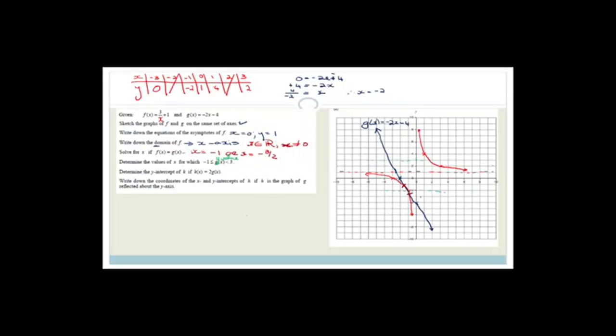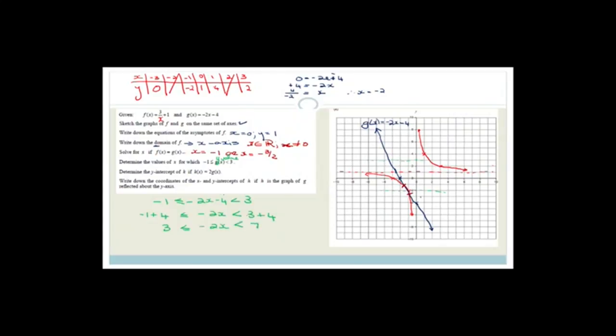that into the equation. So what we can say is minus 1 is smaller or equal to, what is g of x? g of x is minus 2x minus 4, which is smaller than 3. Okay, so if we take that across, we get minus 1 plus 4 is smaller than or equal to minus 2x is smaller than 3 plus 4. Minus 1 plus 4 is 3 is smaller than or equal to minus 2x smaller than 7.